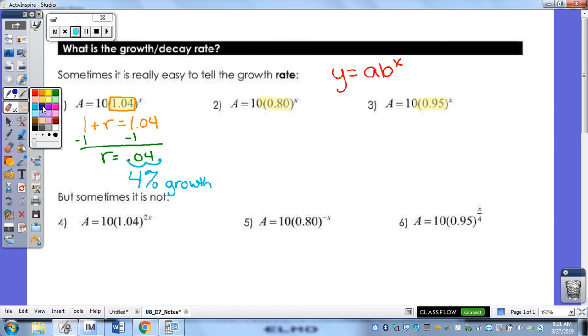Now some people don't need to go through all of that. They can look at it and just know because of the 0.04 it was 4% growth. And that's fine. If you can, go for it. But if not, that's how we got it. It was 1 plus the rate, so you have to subtract the 1, and then that gives you your growth rate.